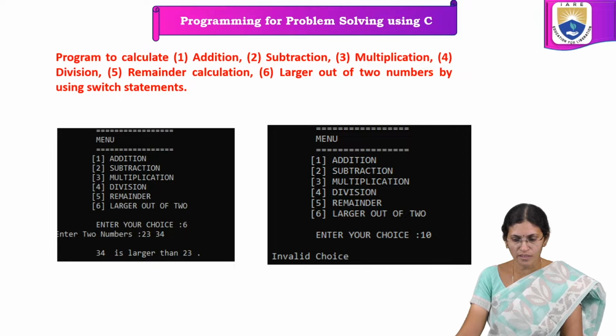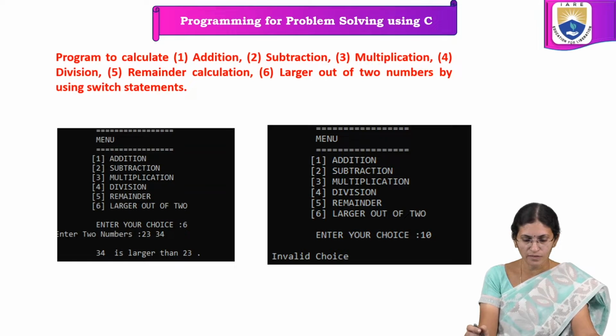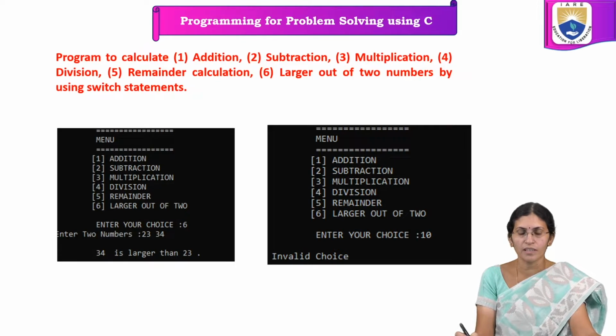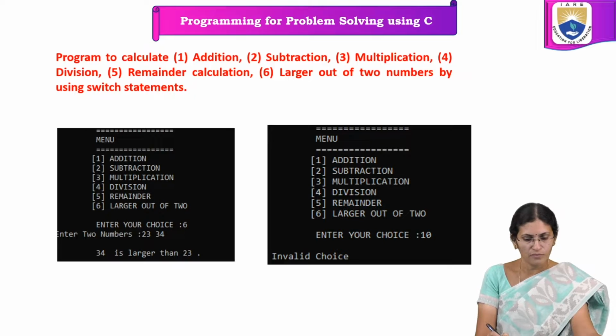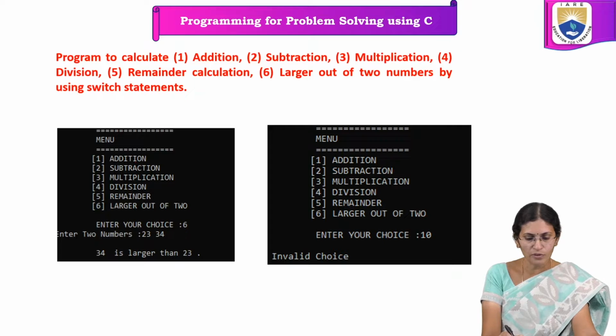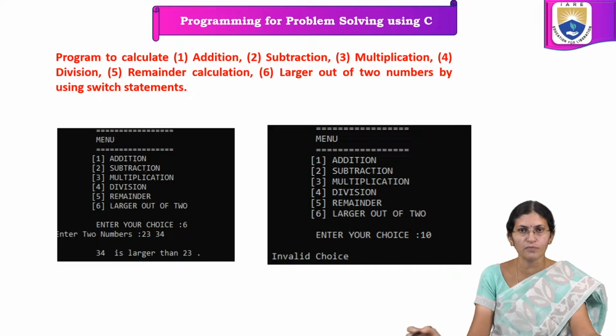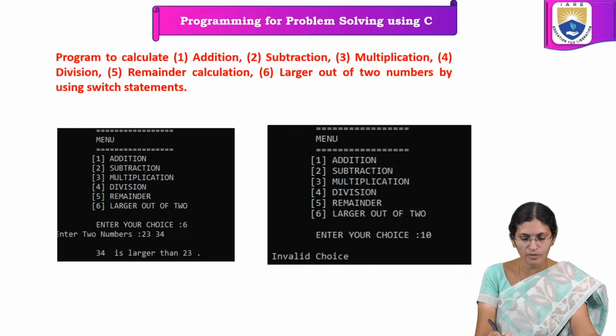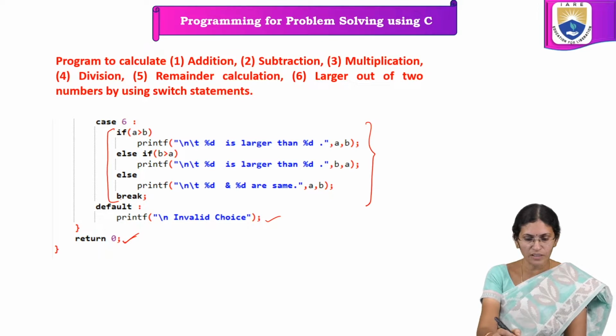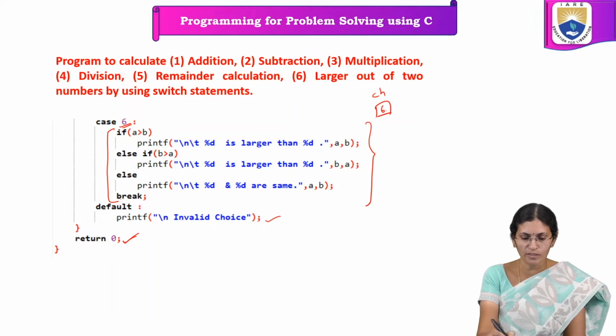These are the test cases which have been evaluated. The user can enter values from 1 to 6. When we run this program, this is how you will get the options on the screen: 1 for addition, 2 for subtraction, 3 for multiplication, 4 for division, 5 for remainder, and 6 for the larger of two numbers. It will ask the user to enter the choice. Suppose the user enters 6 here. When ch is equal to 6, it matches with case label 6.